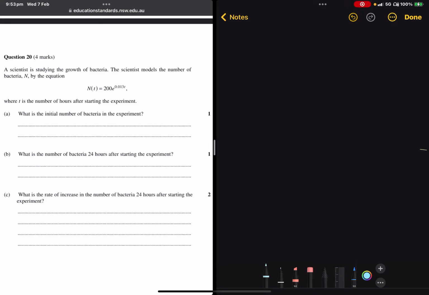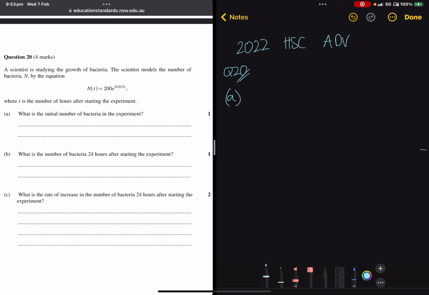Okay, so let's have a look at another question from the 2022 HSC Advanced Maths paper. So this is question 20. We're told a scientist is studying the growth of bacteria. The scientist models the number of bacteria n by the following equation. T is the number of hours after starting the experiment. What is the initial number of bacteria?